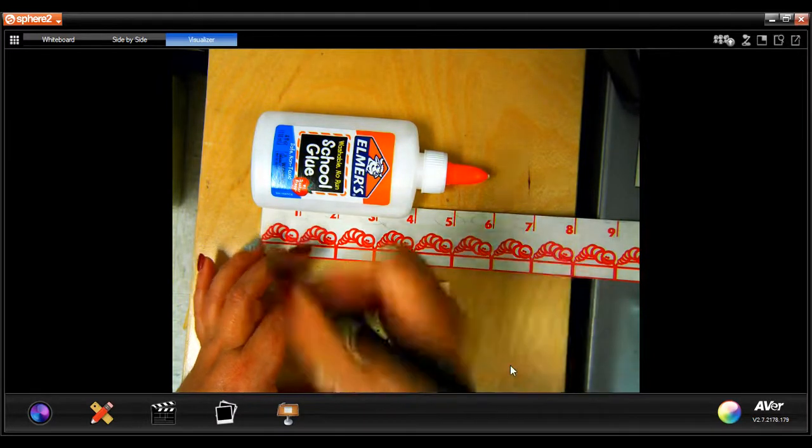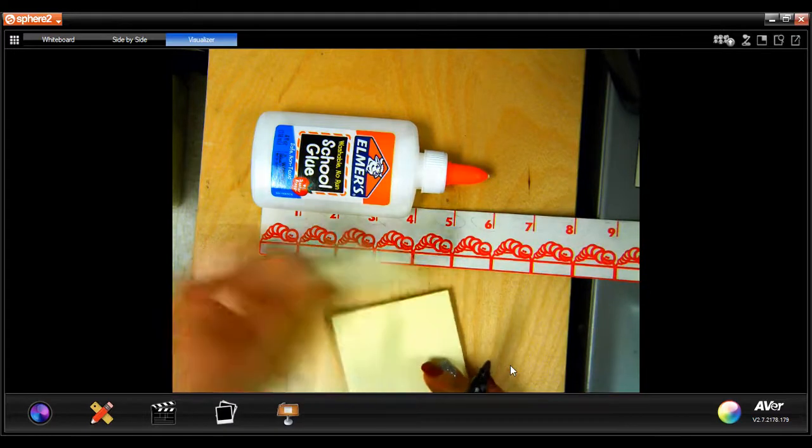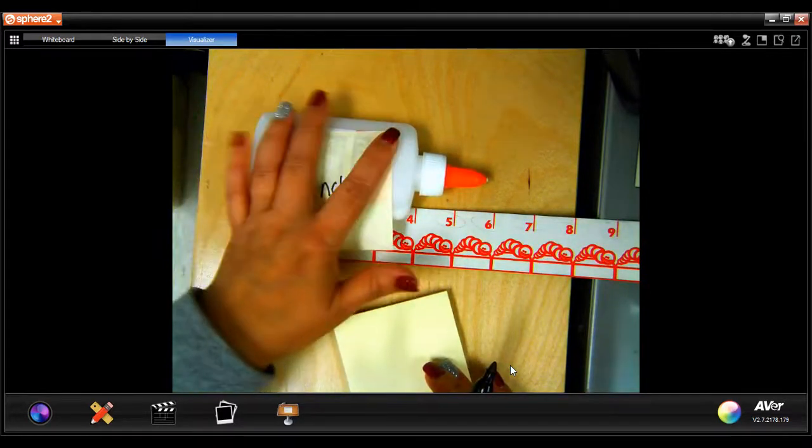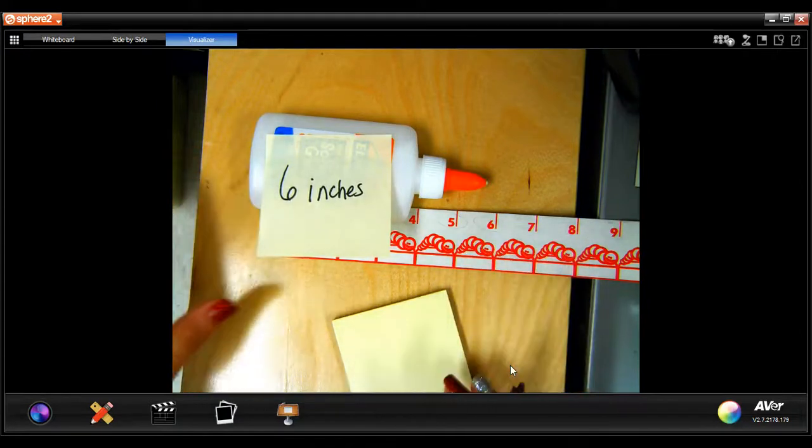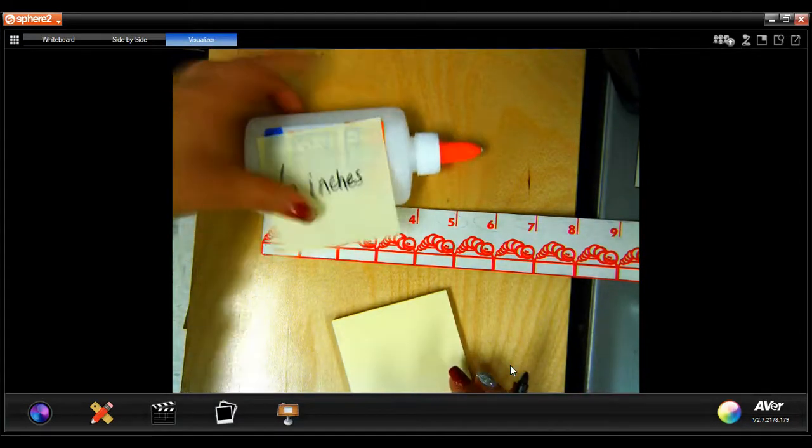See how I didn't have to count like I do with the cubes? It's a lot easier. Once you know how to use the ruler the correct way, it's a lot easier to be able to measure. So that one's 6 inches.